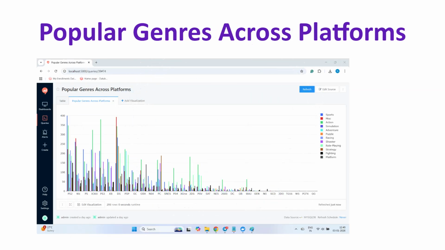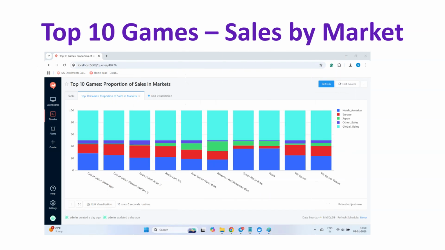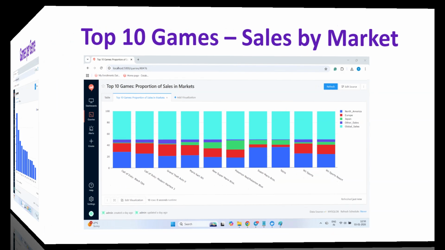This chart shows how different genres perform across various platforms. It helps us understand which genres are more popular on specific consoles. This stacked bar chart shows the portion of sales across different regions for the top 10 games. Normalizing values to percentages helps us compare regional preferences clearly.